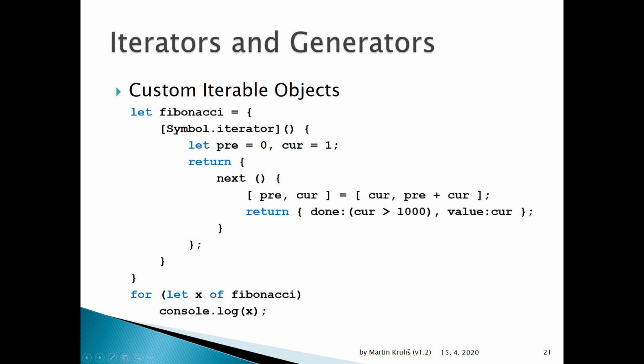Once this whole charade is in place, we can then easily use the Fibonacci object in the for of loop. So in this case, we are listing out all the Fibonacci numbers up to 1000. Once it exceeds 1000, it will terminate.